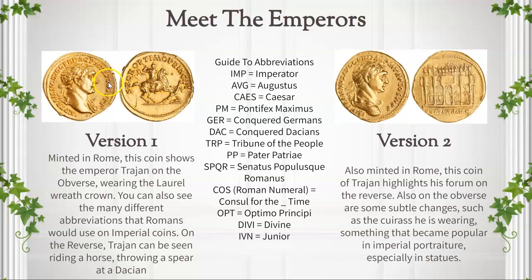And eventually you get to COS right here, which stands for Consul for the Blank Time. And for the blank time is because there would always be a Roman numeral after that. So on this coin we can see COSV, which means Trajan was consul 5 times when he made this coin. And on this side we can see COSVI, which means Trajan was consul 6 times when he made this coin.